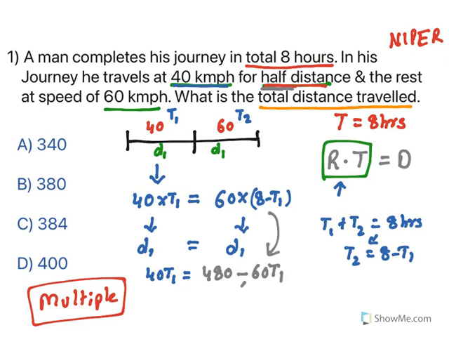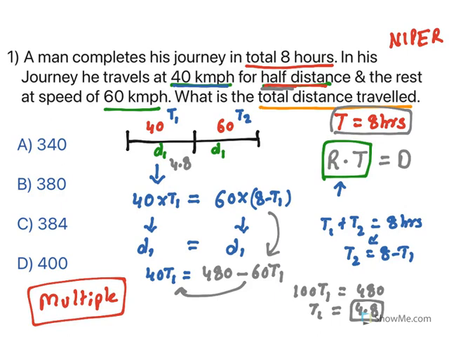Now, when you interchange this, take this 60 T1 to here, it becomes plus. 60 plus 40 is equal to 100 T1 equal to 480. So, what is T1? 4.8. So, the time for the first half of the journey is 4.8 hours. Look at this, T1 plus T2 is 8 hours. If T1 is 4.8, T2 must be 3.2 hours. When you add them, you will get 8 hours. So this is what is there.